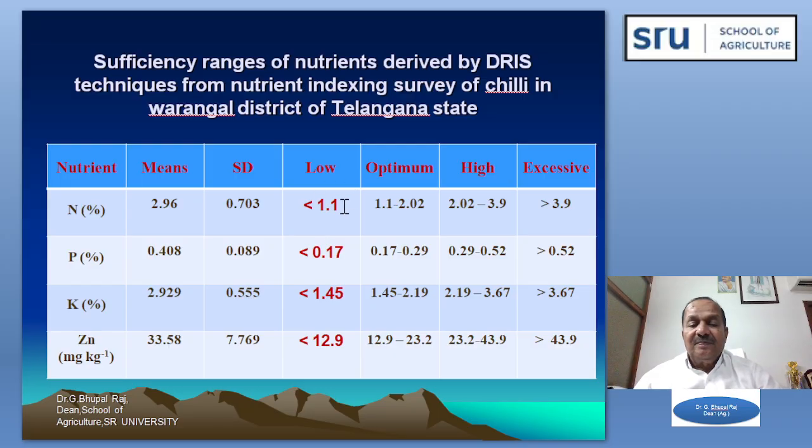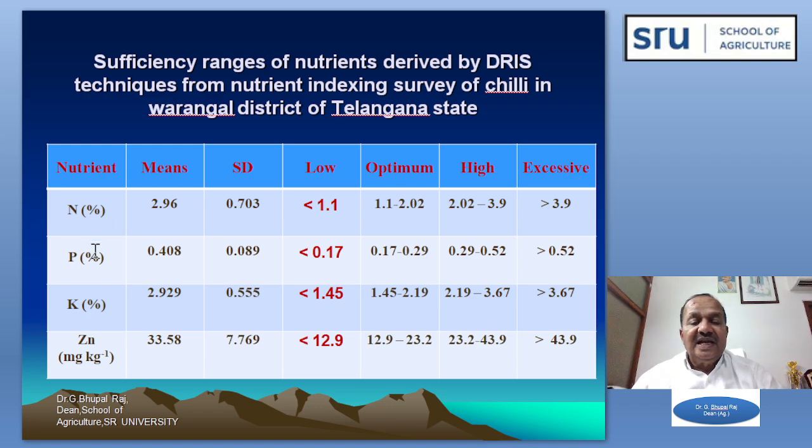If the nitrogen percentage in the leaf sample is less than 1.1%, it is called low. When it ranges from 1.1 to 2.0, it is called optimum. This is the optimum value for getting the optimum yield. When it ranges from 2.0 to 3.9, it is high. If it is more than 3.9 nitrogen, it is excess.